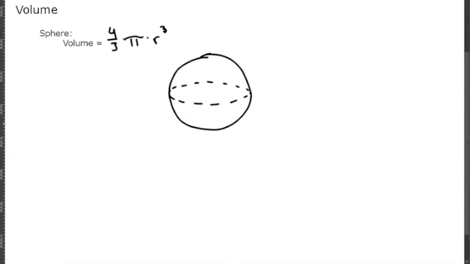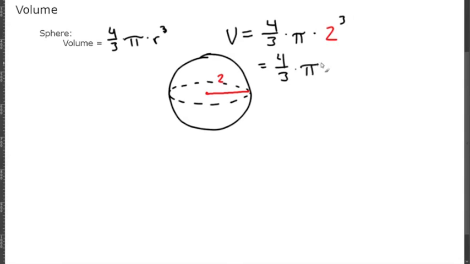So, if I tell you that the radius is going to be equal to 2, then you would just plug that 2 in for r and solve. So volume equals 4 over 3 times pi times 2 cubed. So that's going to equal 4 over 3 times pi, 2 cubed is 2 times 2 times 2. So that's 2 3 times. 2 times 2 is 4. 4 times 2 is 8. So 2 cubed is going to equal 8.